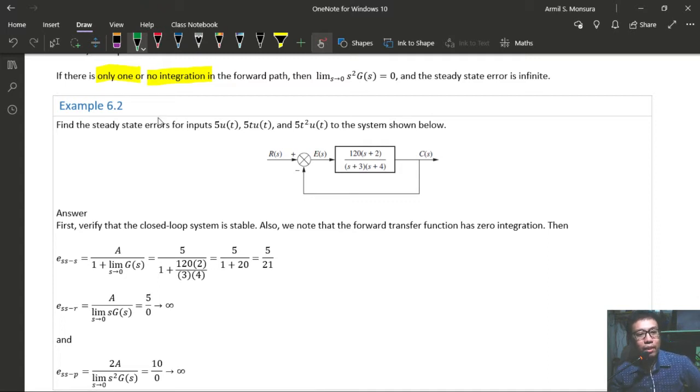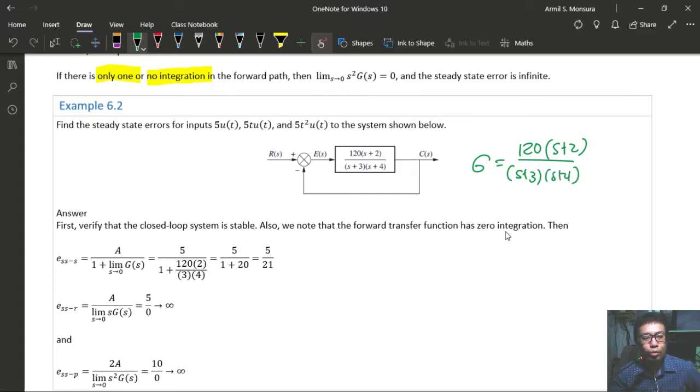Okay, so let's find the steady state error for inputs 5u(t), 5t u(t), and 5t square u(t) for the system below. Again, this is already a unity feedback system. So our G is basically 120 times (s plus 2) over (s plus 3) times (s plus 4).